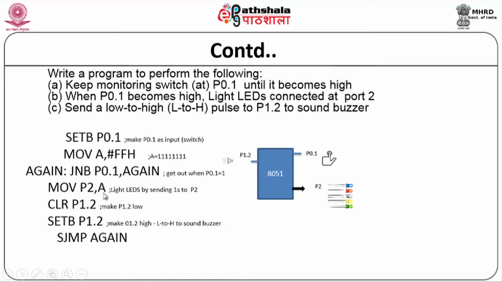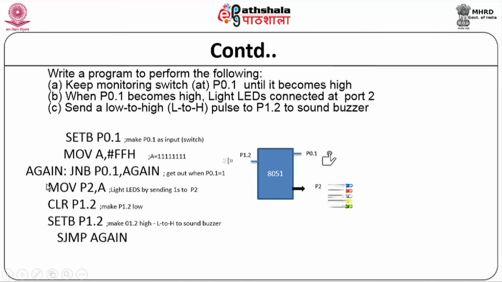Then MOV P2, A. A has a value of 11111111 which is given to P2. All the LEDs are connected at P2, so if 1 is given there, all the LEDs will glow. Then CLR P2, SETB P 1.2. What it is trying to do is give a low to high pulse. We do not want to give either 1 or 0 directly, to avoid spikes. I first give a low pulse, then a high pulse. So low to high is given at P 1.2, which in turn makes the buzzer sound, and SJMP again. So it comes over here and does the same process again.